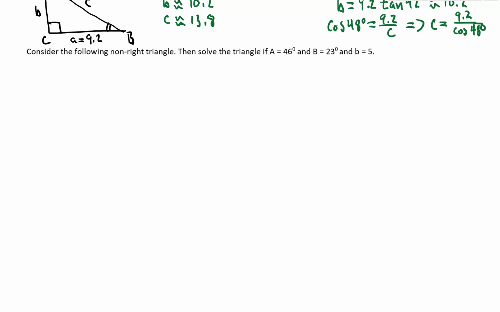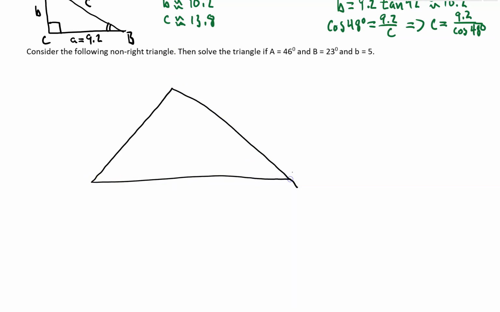Then solve the triangle if A is equal to 46 degrees, B is equal to 23 degrees, and side b is equal to 5. So first things first, draw a picture. This is saying a non-right triangle. So I'm going to just draw this, but as long as I don't put the angle measure up there at the top, it's not going to make any difference.